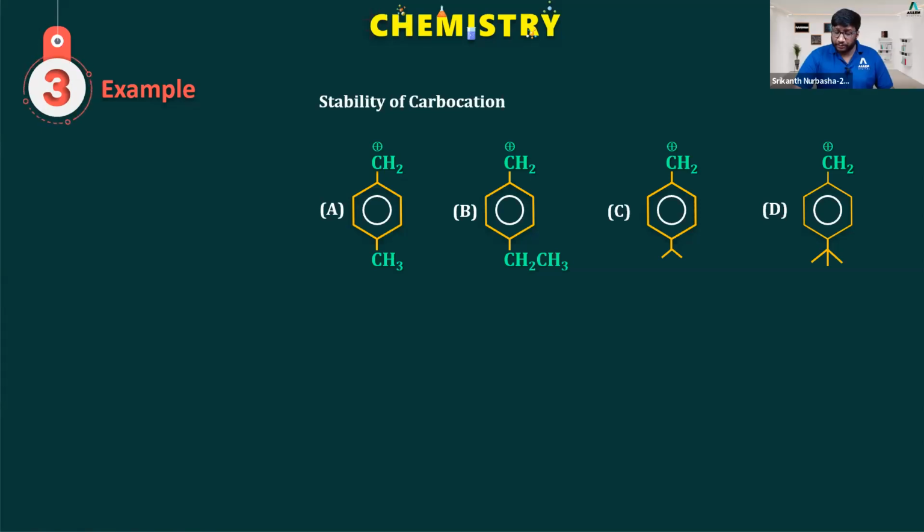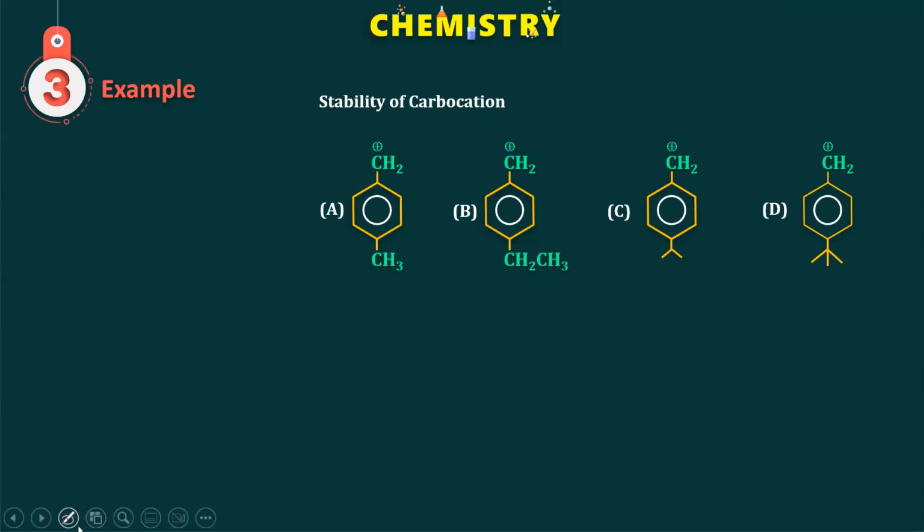Why, Faizan? Sir, because if we consider resonance, their plus charge would be on the para position, and thereby methyl groups will donate plus I effect. Any other ideas?